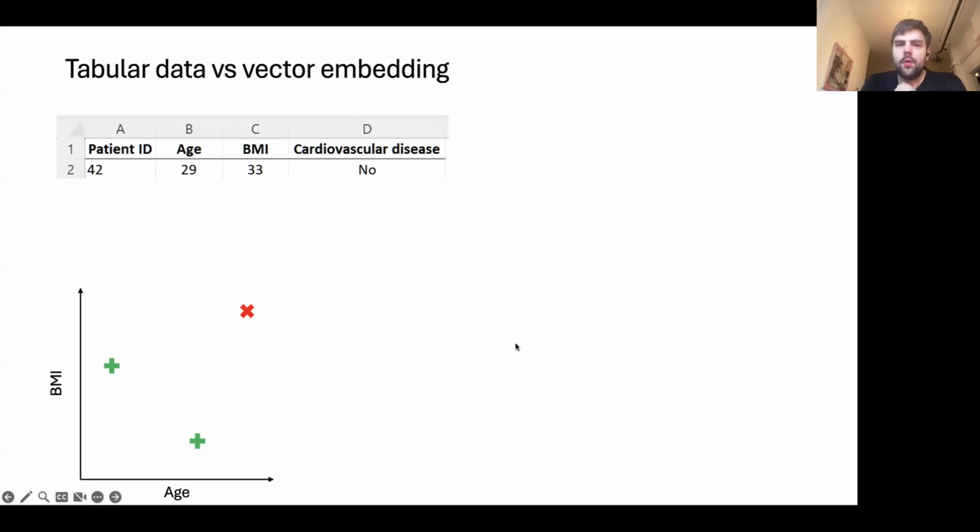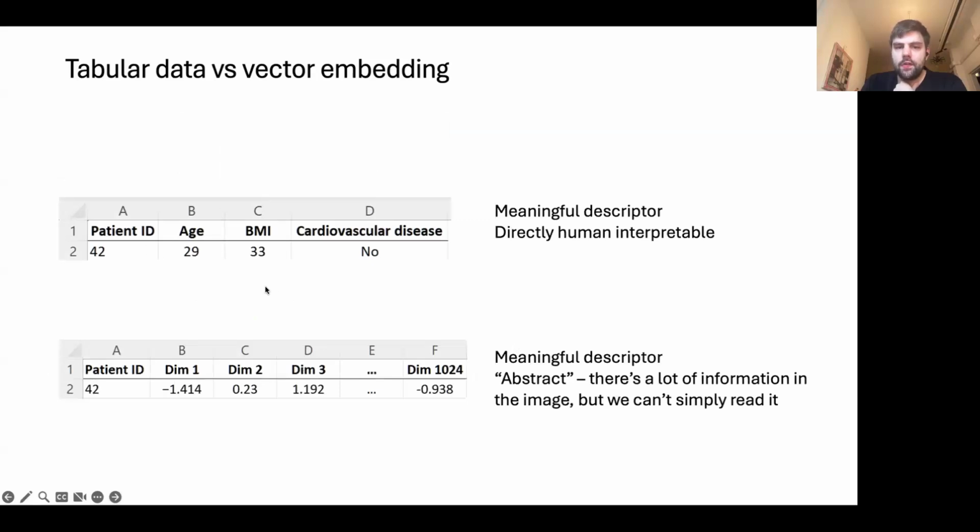The point that I'm trying to explain here is that both of these are meaningful descriptors, but whereas in the first case we can directly read off what each dimension means, in the second case we really can't read that off. So for instance, in the image, images have different brightness, and there's an optic disc, and there's the vessels, and maybe there's some pathology.